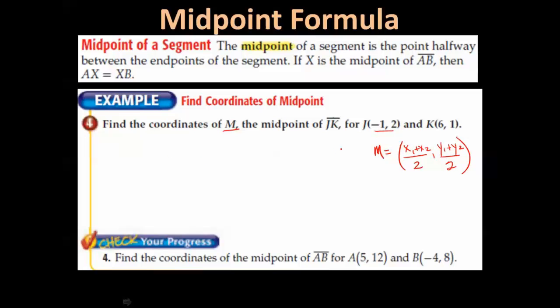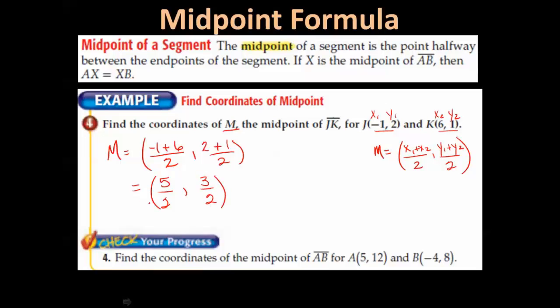So it says find the coordinates of M, the midpoint, for segment JK. And they tell us that J is negative 1, 2. K is 6 and 1. So I'm going to label those because I like to label. And now I can come over here and say, okay, x1 is going to be negative 1, x2 is going to be 6, that's all divided by 2, y1 is going to be 2, plus y2, which is 1, that's all divided by 2. So I get 5/2, which can't be reduced, and I get 3/2, which cannot be reduced. So that right there equals my midpoint for segment JK.